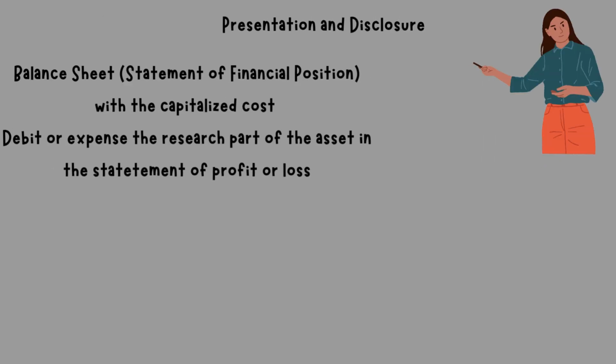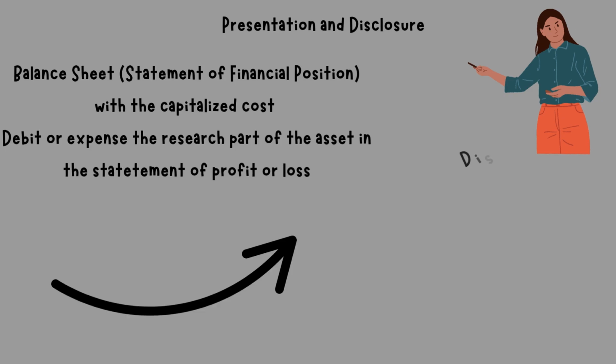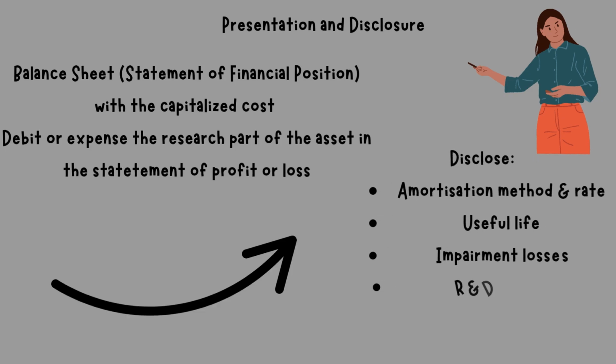Intangible assets are presented in the Statement of Financial Position under non-current assets. You'll need to disclose key info, like the useful life, amortization method, any revaluations or impairments, and whether the asset was developed internally or purchased.